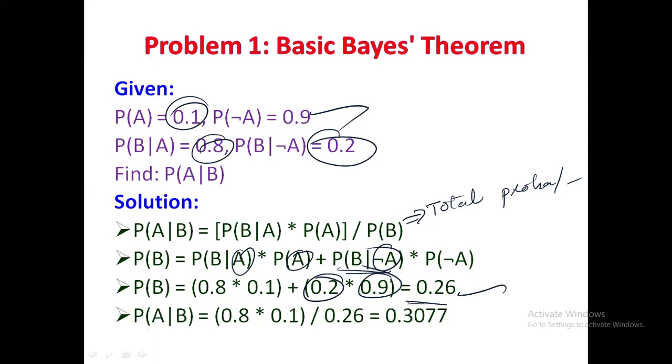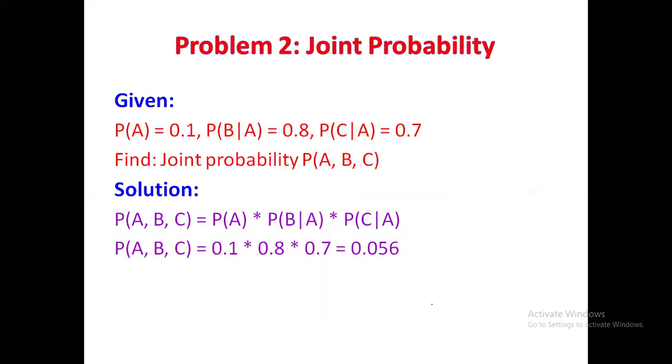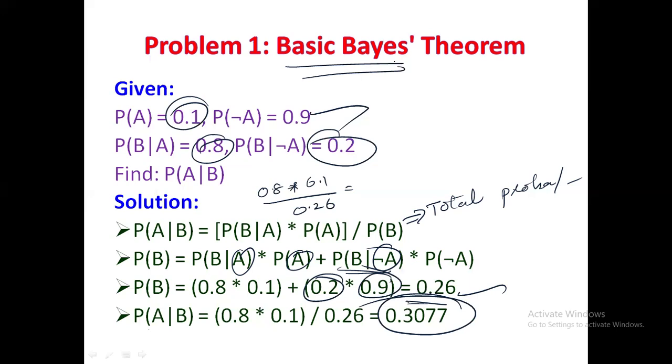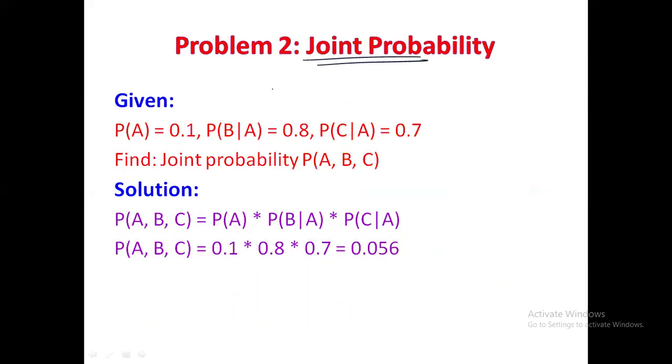So probability of A given B. What is the formula? Probability of B given A, the 0.8, into probability of A, 0.1, divided by 0.26 is equal to, we are getting 0.3077. Very simple formula. And this is by using the basic Bayes theorem, conditional probability. And if you are using the joint probability, the same problem: probability of A is given 0.1, 0.8, C given A, and find the joint probability of, generally they'll give, probability of A, B, C.